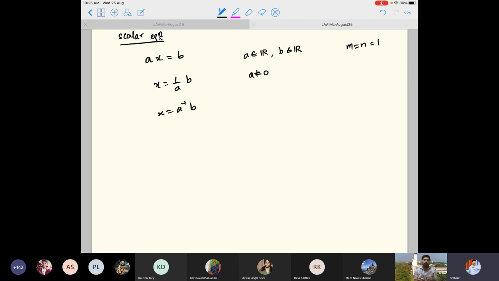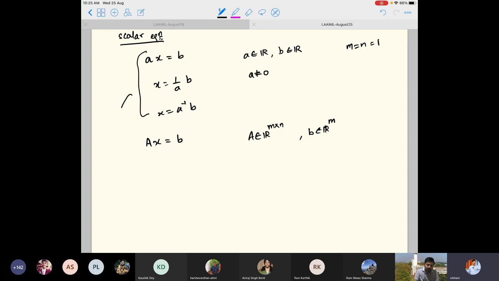But the question that we want to ask now is, suppose you had a system of equations Ax = b, where A is a matrix of size m by n and b is a vector in R^m. Then what we are really saying is, can we generalize this process?